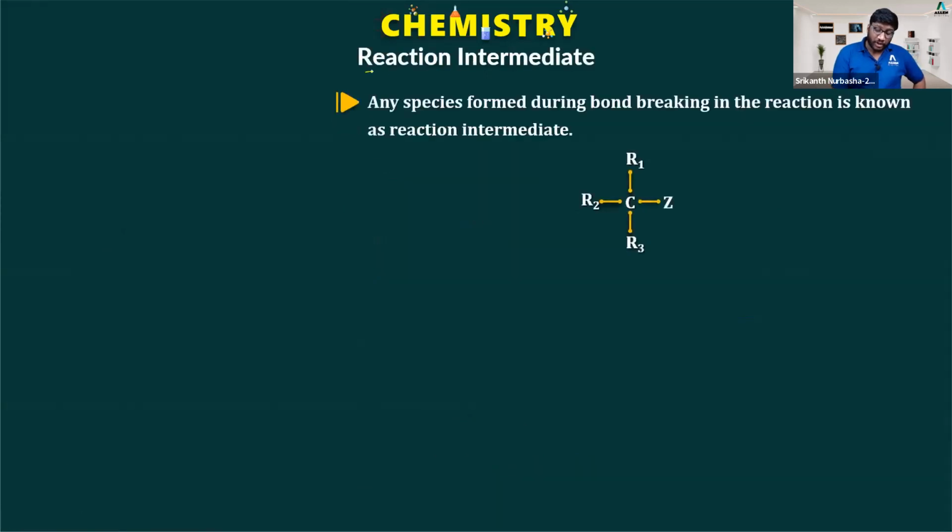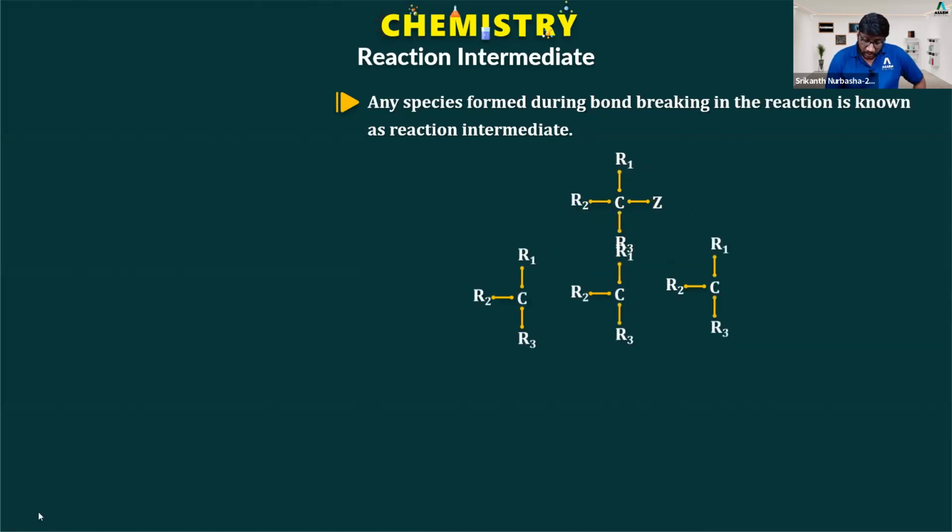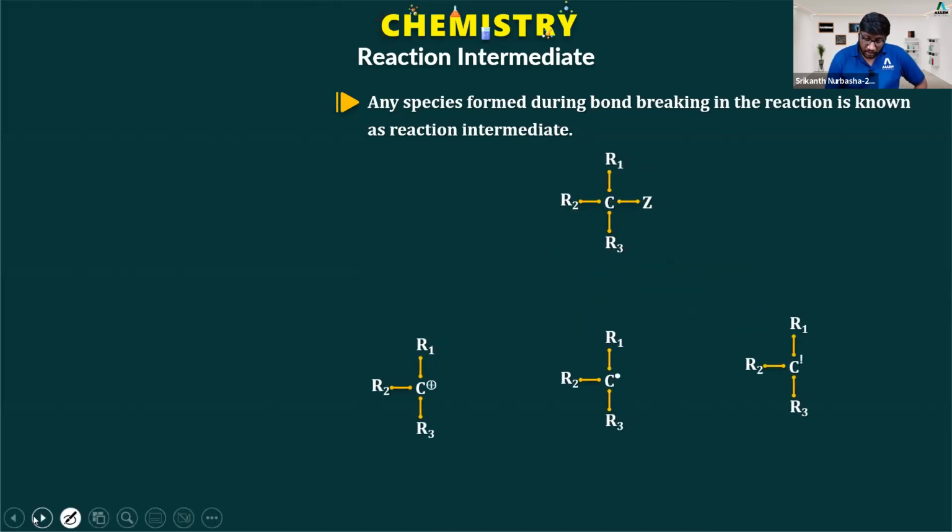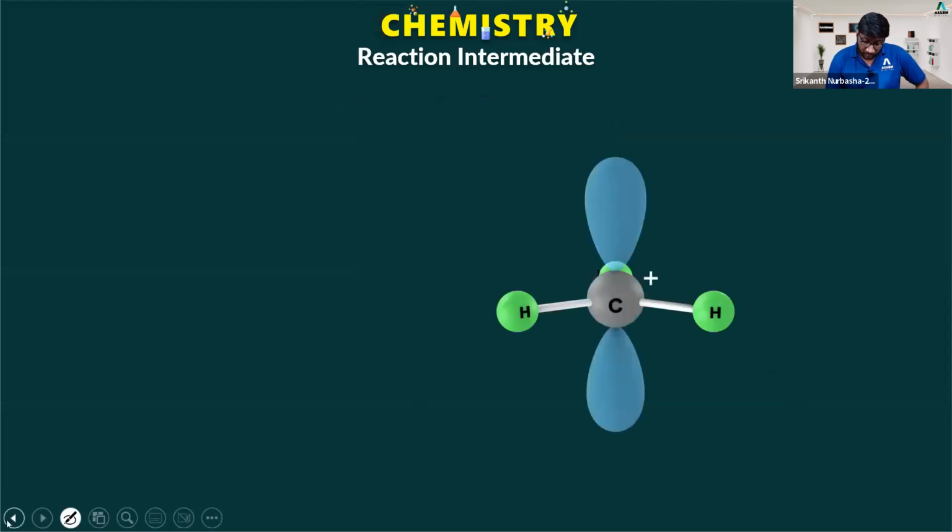Let us look at the next point, reaction intermediate. Any species formed during the bond breaking in the reaction is known as a reaction intermediate. Like we have R1, R2, R3, three alkyl groups connected to carbon, and carbon is also connected to some Z group. So we can have carbocation, carbanion as well as free radical forms under different sets of cleavages.